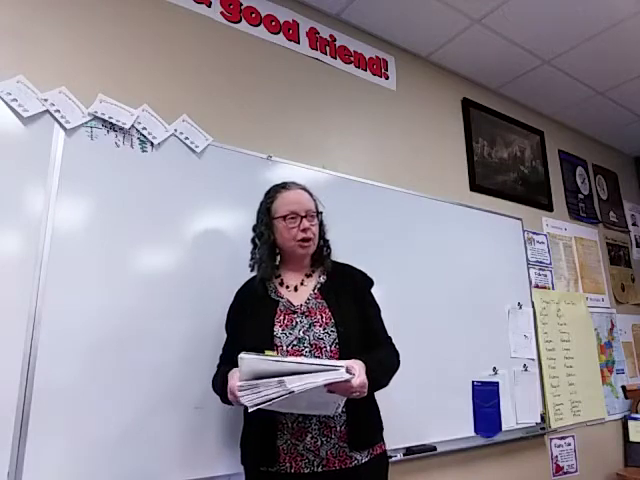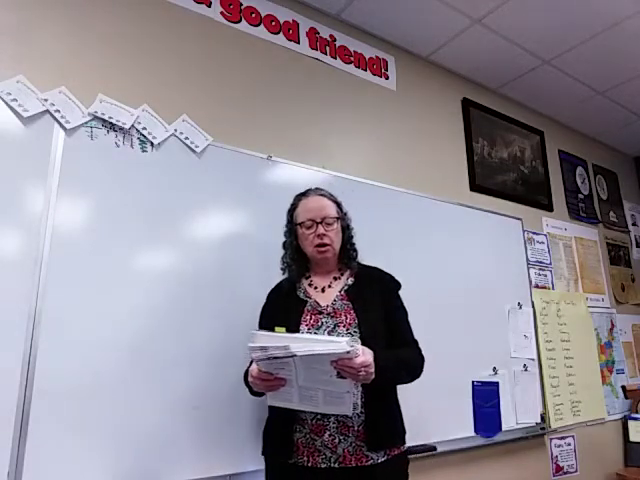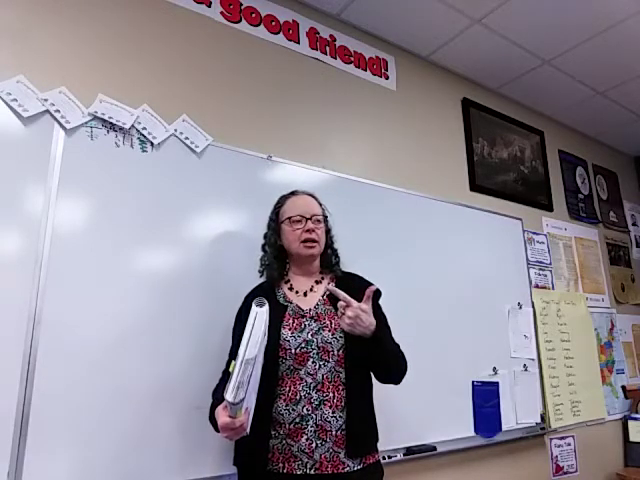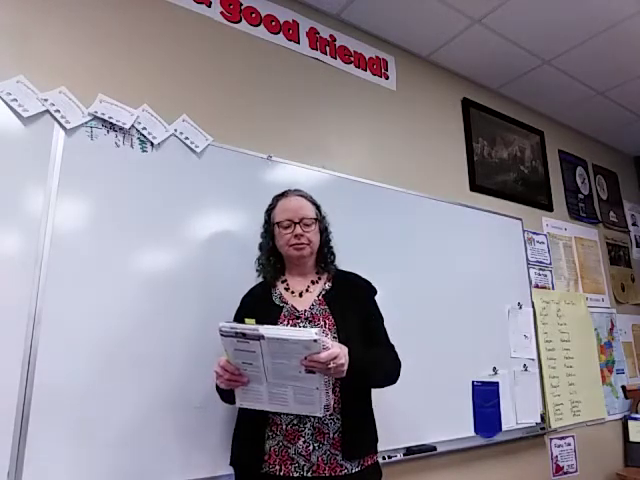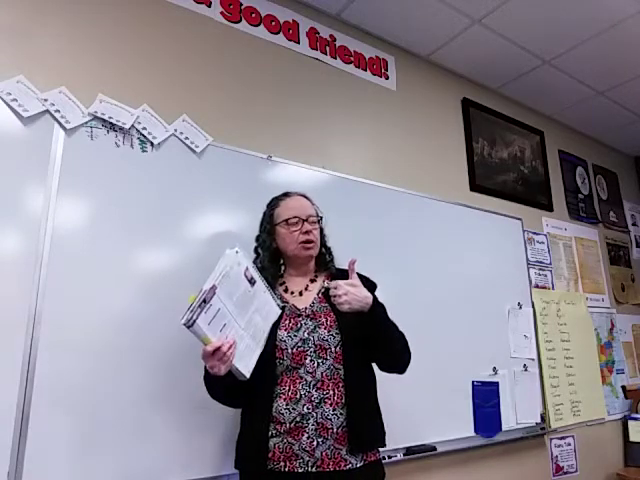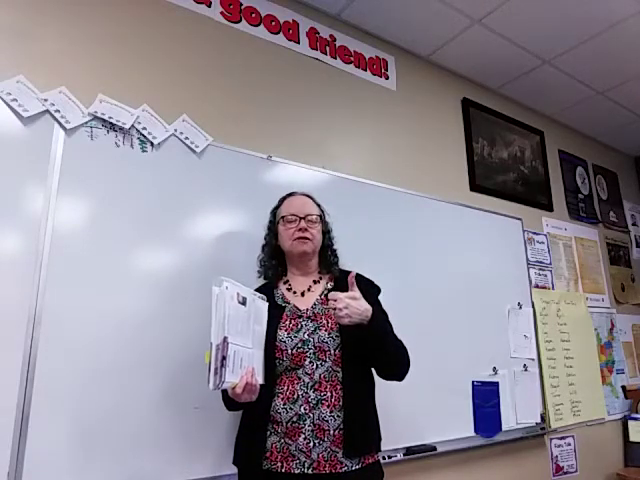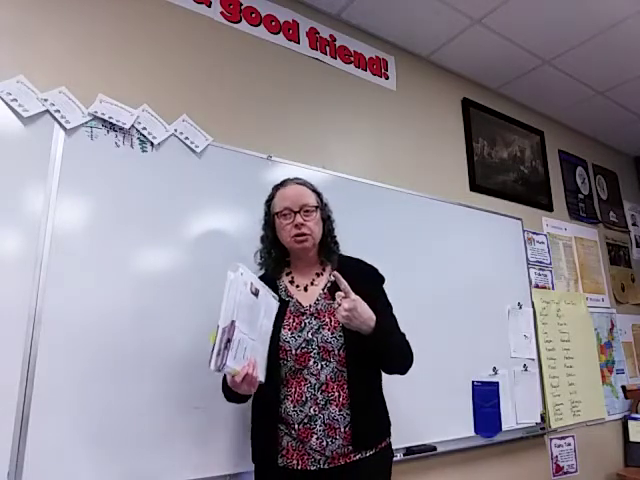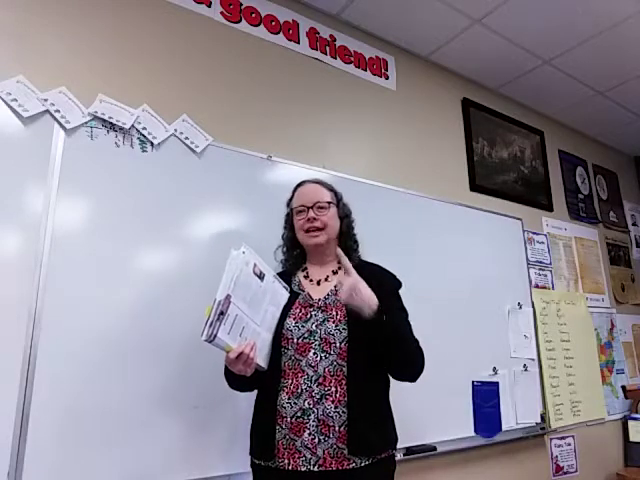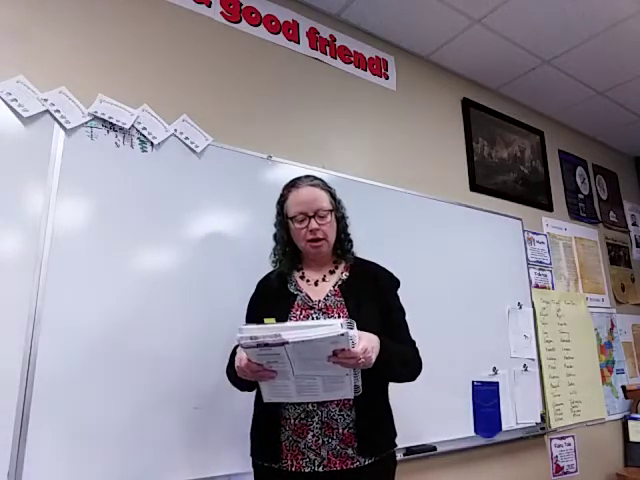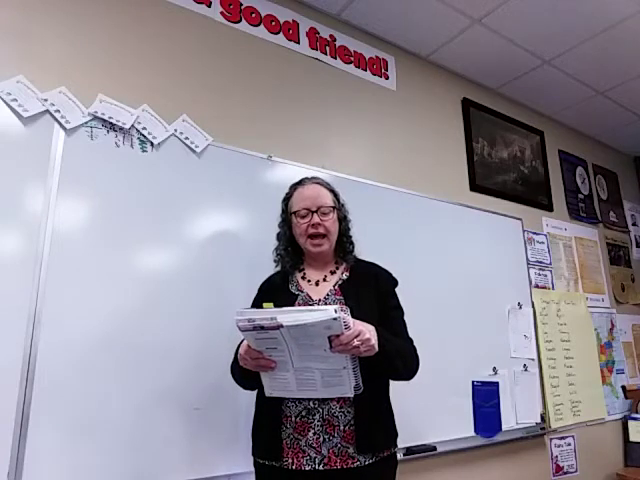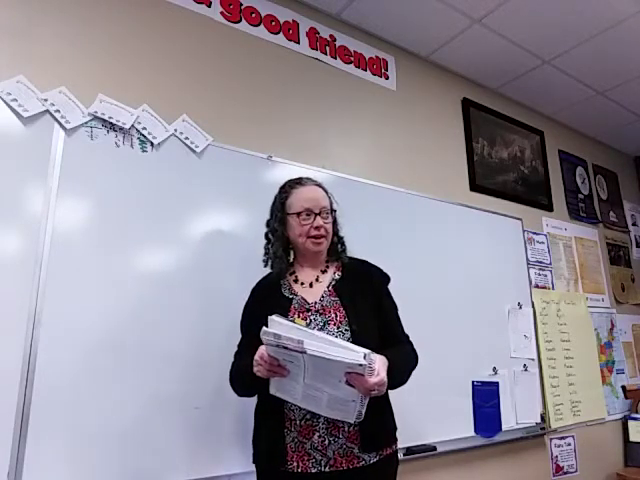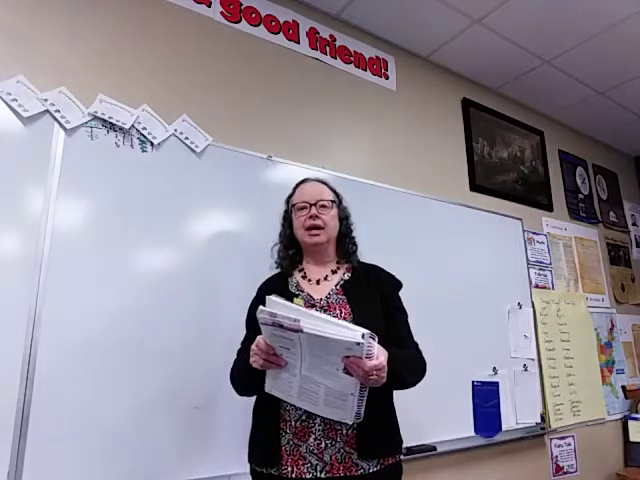Now on page 244, underline the correct article. Remember your articles are a, an, and the. A is the one you use if your noun starts with a consonant, and an is the one you use if the noun starts with a vowel sound. So a or an elephant is a large animal. Elephant starts with eh. That's a vowel sound, so it would be an elephant.